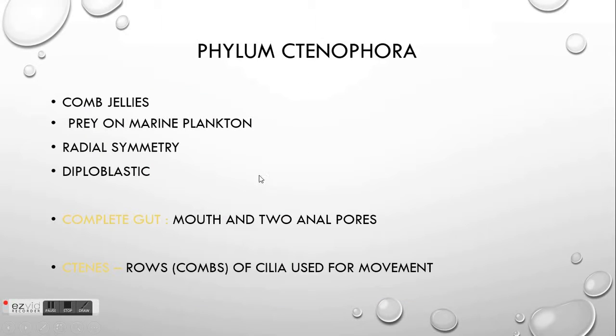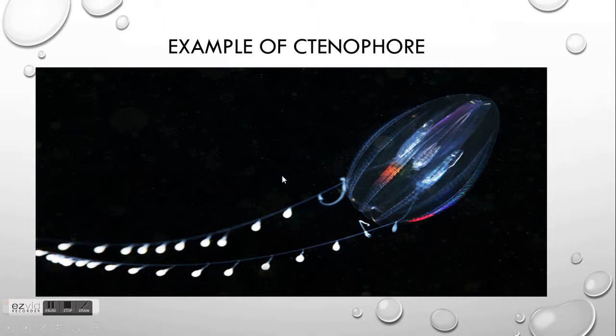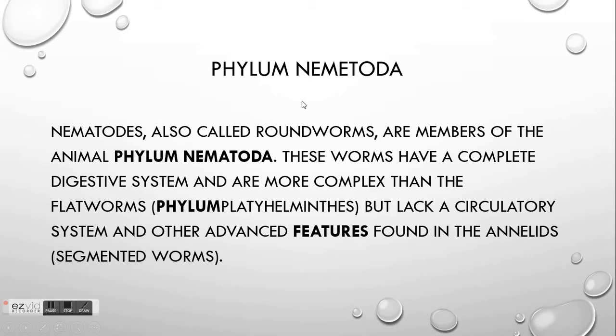Next one is the phylum Ctenophora. This phylum is made of comb jellies. They prey on plankton for food. They have a radial symmetry. They are diploblastic, meaning that they have two germ layers, ectodermal and mesodermal. They have a complete gut and two anal pores, and they have combs. These combs allow them to move and get their food. They are used for movement. An example of a ctenophore will be this organism right here. We see all these bubbles on its tail, looking like bubbles.